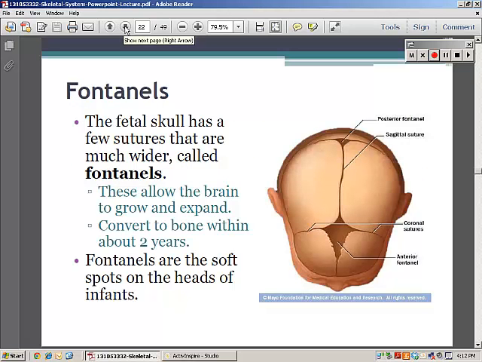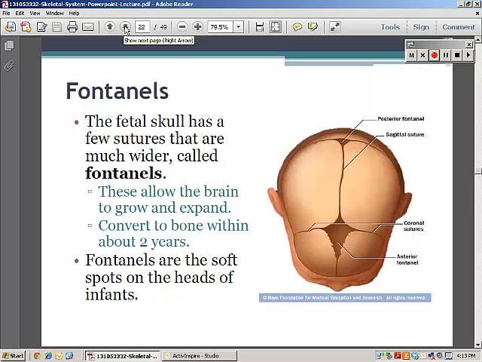Before we get started on talking about sutures, I want you to be aware that sutures are a mature term that we use for a skull that has been more or less fully developed. We usually use sutures when we're talking about adults. However, fetuses and small infants don't have sutures per se. They have a couple, but not like what you see in an adult skull. They have what we call fontanelles. Now, fontanelles are actually just wide, gaping regions of the skull that allow the brain to grow and expand. And over time, these fontanelles are going to be converted into bone within about 2 years of their life.